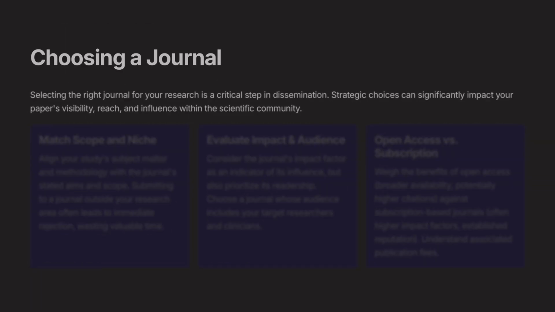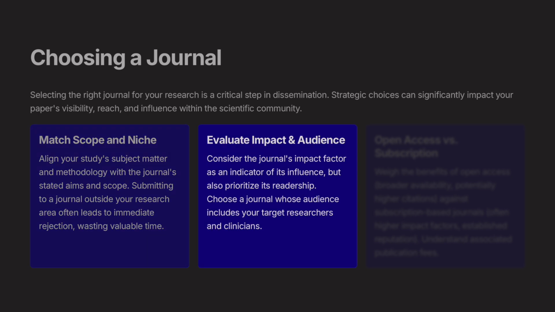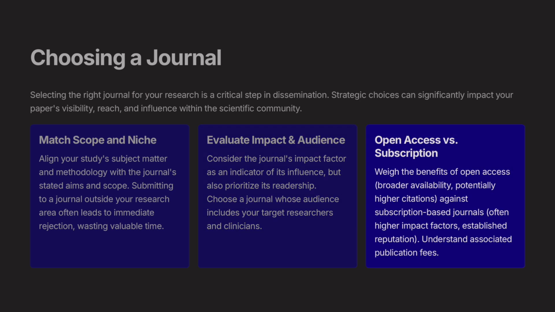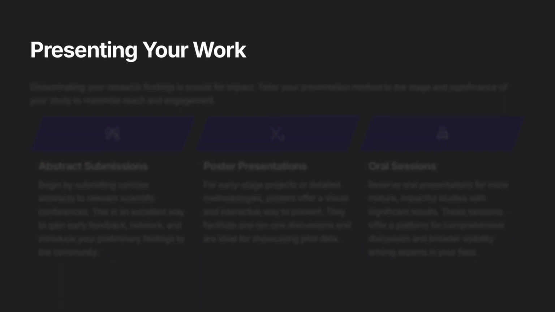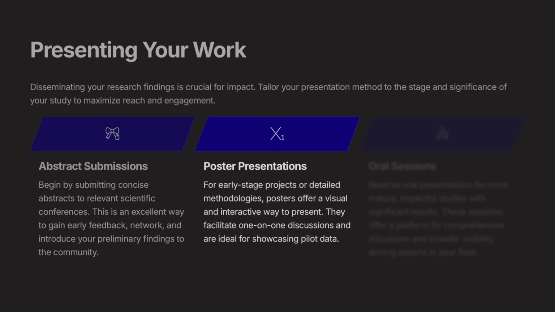Next would be choosing a journal. Don't think that you will start with any journal. You cannot just do that. See your study, look at the publication capabilities, choose your impact factor like that. Match your scope and niche, find the proper journal, evaluate the impact and the audience. Then, of course, if you have funds, you can go for open access, or it would be better to go for subscription. Now, you can present your work, like you can submit your abstracts and poster presentations and oral sessions in conferences.